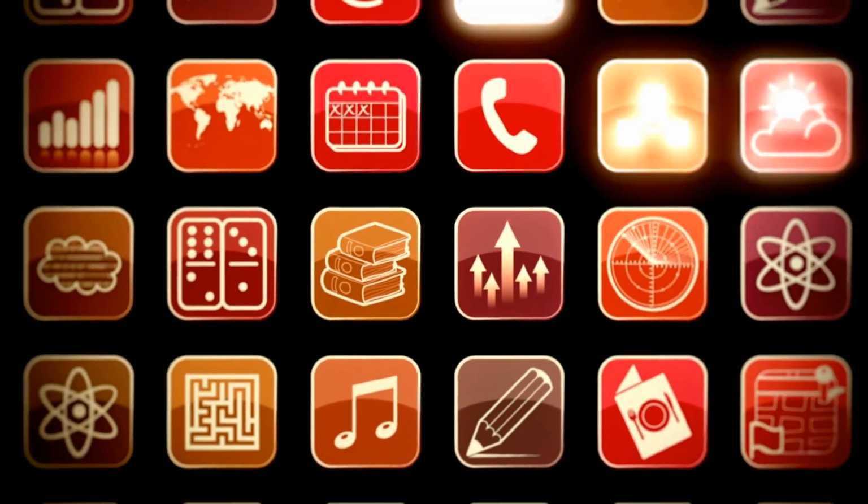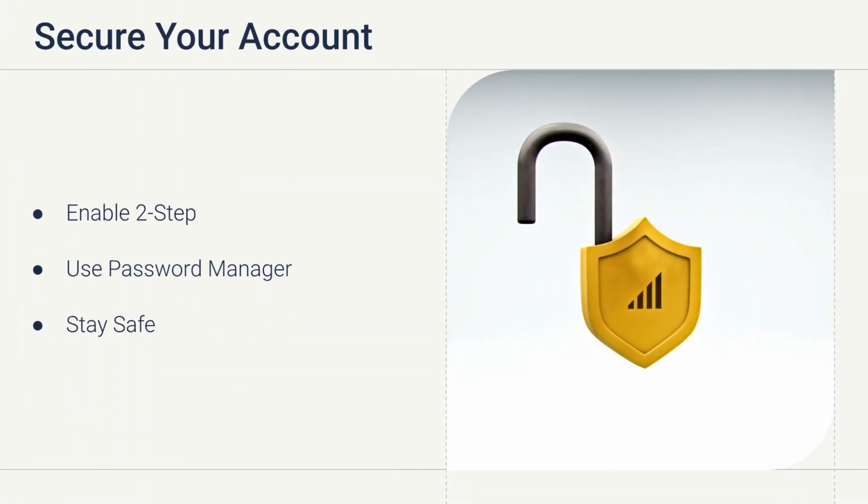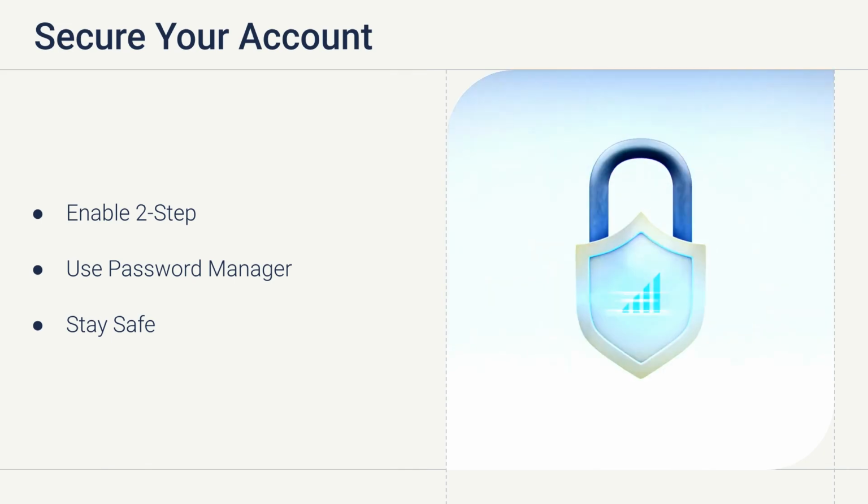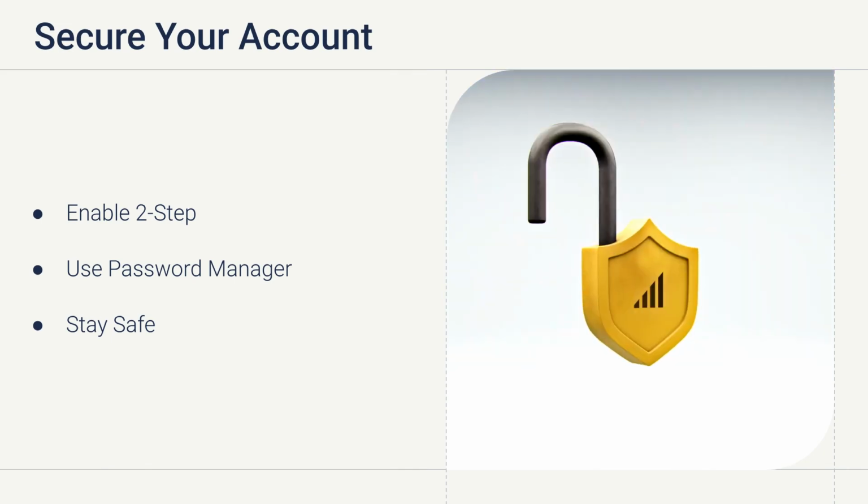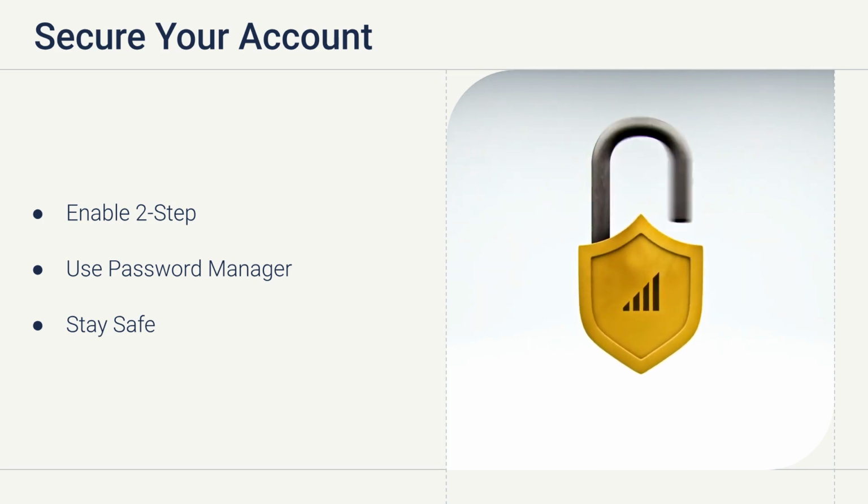To access your inbox, click the Apps icon, which is the 9 dots in the top right corner, and select the Gmail icon. Quick tip: enhance your account security by enabling 2-step verification, and consider using a reliable password manager. Enjoy your new Gmail account.